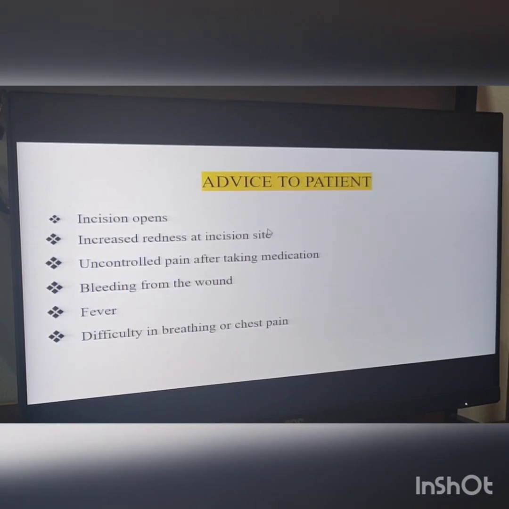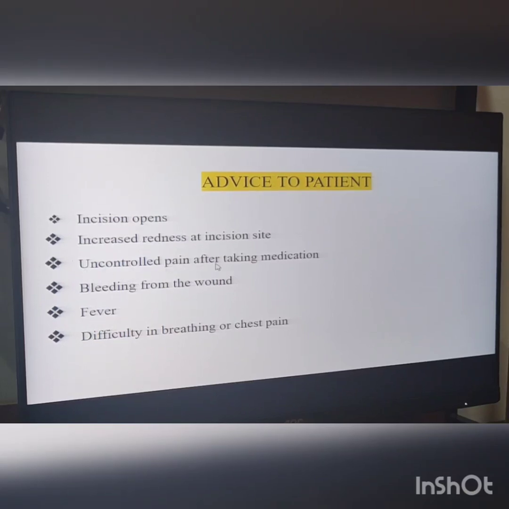Whenever a patient is planned for discharge, it's very important to advise and educate the patient or the family member. So what should we advise the patient or relatives? First, if the incision opens, the stitches are open, make sure they come back to us, either to the orthopedic clinic, or at night after office hours come to the emergency department, so the orthopedic surgeon or medical doctor can review the wound. Also increased redness at the incision site. The increased redness means there's an infection at the wound site.